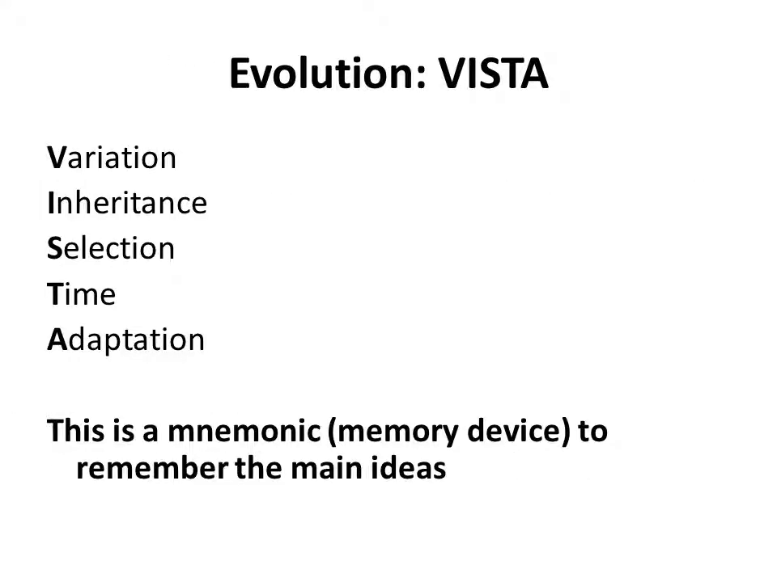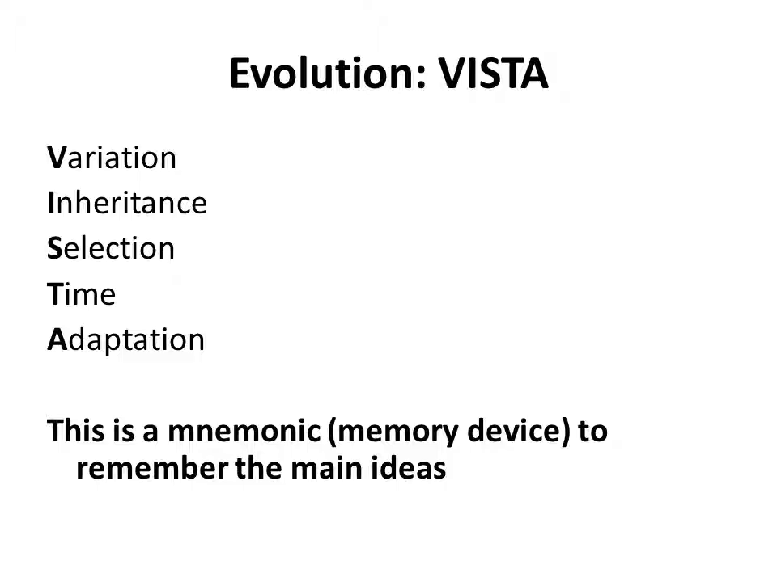You might also learn what are called mnemonics. Those are memory devices to remember the main ideas. For example, one mnemonic for remembering the keys to evolution is the word VISTA, V-I-S-T-A. So to have evolution, you need, first of all, variation. You need inheritance. Those different traits need to be inherited. You need selection. Nature will select out, for example, slow-moving deer rather than fast deer.